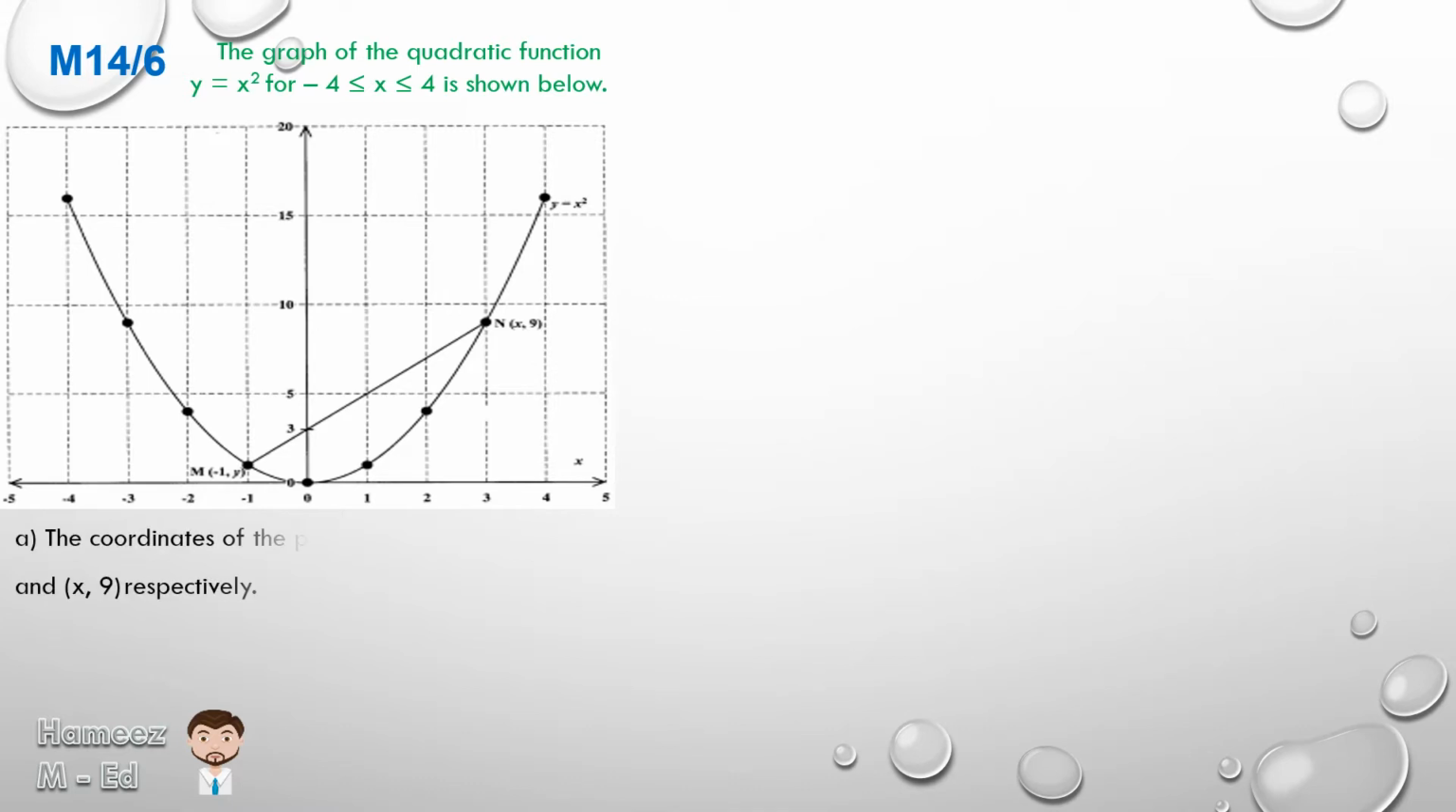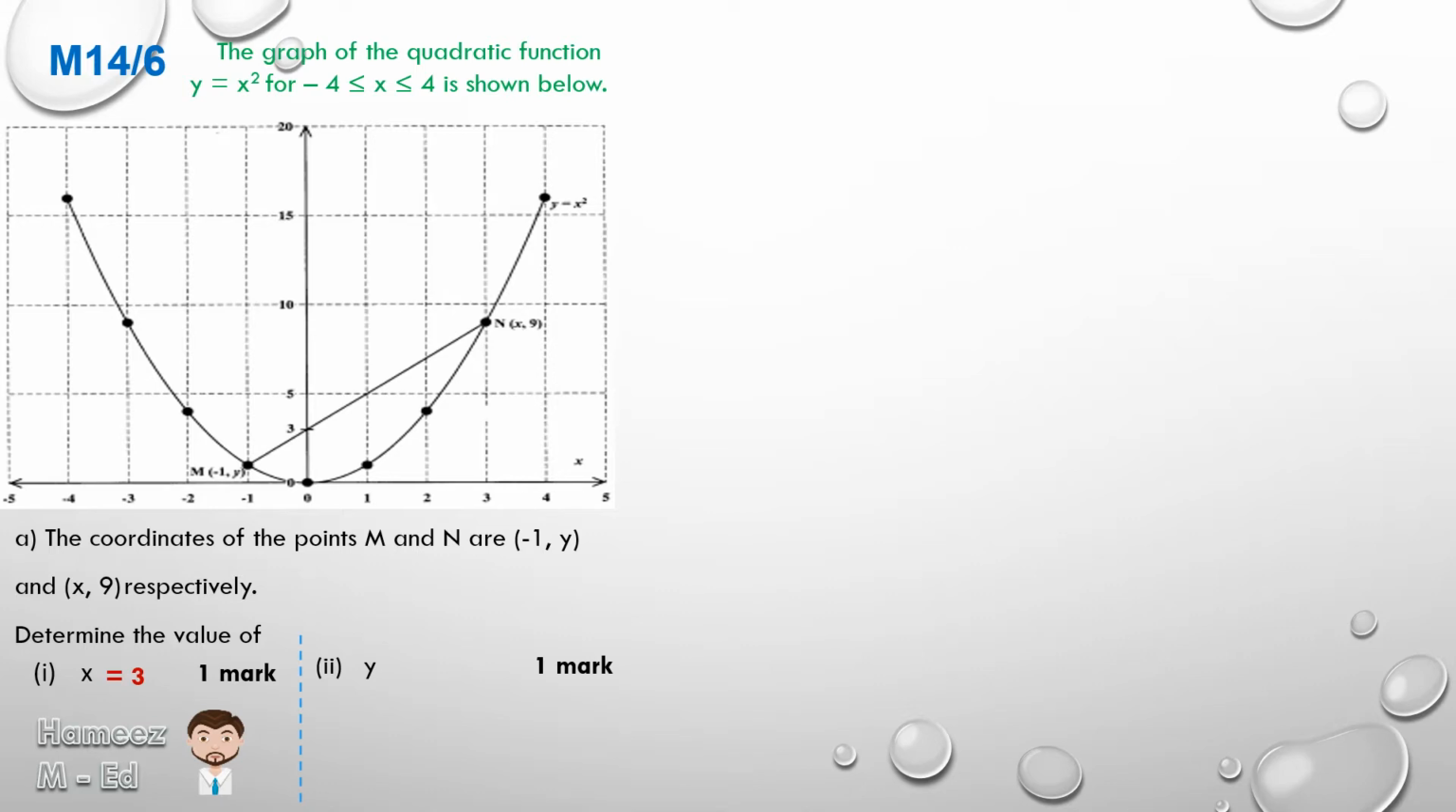Part A, the coordinates of the points M and N are minus 1, 9 and x, y respectively. Determine the value of x. So if we go to the point N and we want to get the x coordinate here, we just need to come straight down. We have a line there indicating that x is equal to 3 from the x-axis.